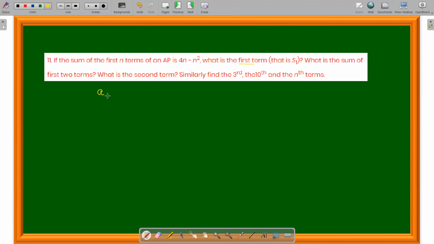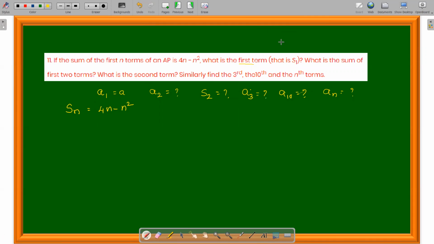We are asked to calculate a1, that means a here. And which one do we need? A2, that also should be calculated. And S2 is also asked to calculate. Then the third term, that means A3, A10 and An. Okay, so this much we need to calculate. What's given here? Only Sn is given. Sn is equal to 4n minus n square.